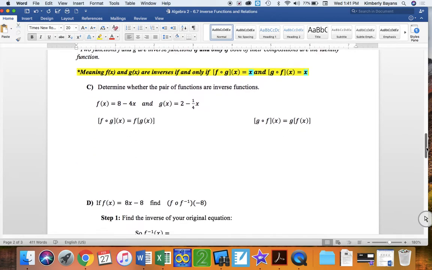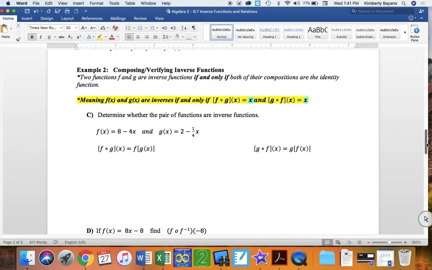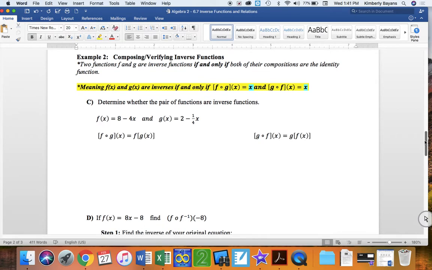Moving on. Example 2, composing or verifying. This is where we're going to determine if they are inverses. This goes back to the very top of the notes, where when I put the functions together, so to speak, I find the composition of each function. When I do the composite of f and g of x, I get x. And when I do the composite of g and f of x, I get x. And I'll show you what that means. But if both of those composites end up equaling just x, then I have inverse functions.